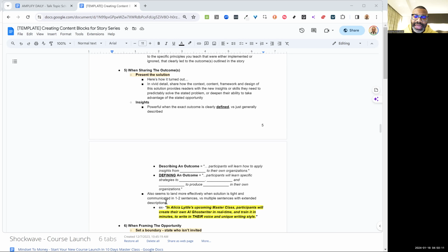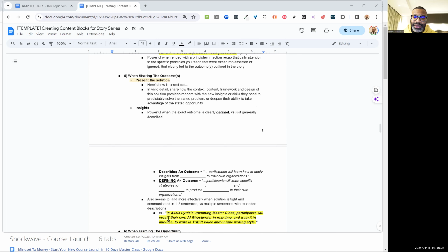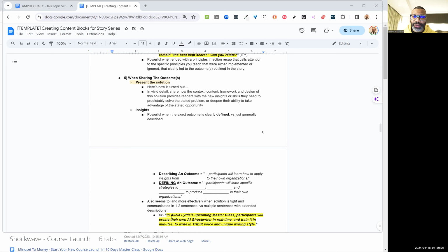Also, this seems to land more effectively when the solution is tight and communicated in 1 to 2 sentences versus multiple sentences with extended descriptions. This is where we want to focus on keeping the copy tight. And an example of that here in the context of our book writing masterclass. In Alicia Little's upcoming masterclass, participants will create their own AI ghostwriter in real time and train it in minutes to write in their unique voice and writing style. And I change this around, their voice and unique writing style, doesn't matter.